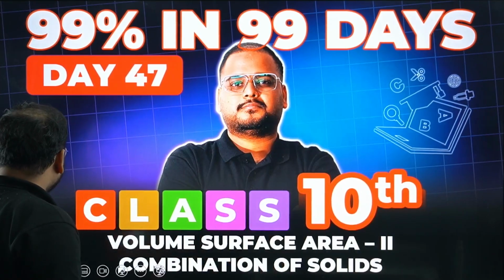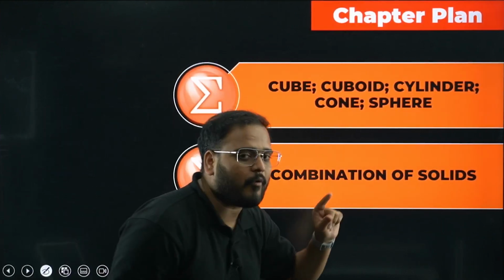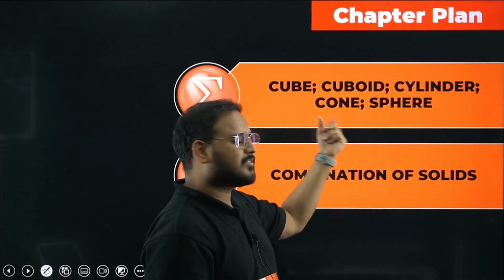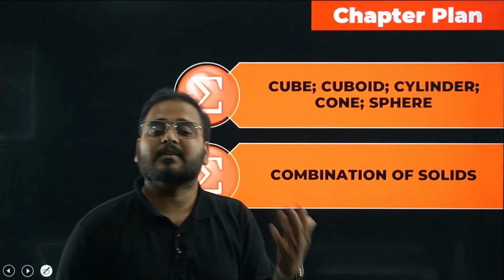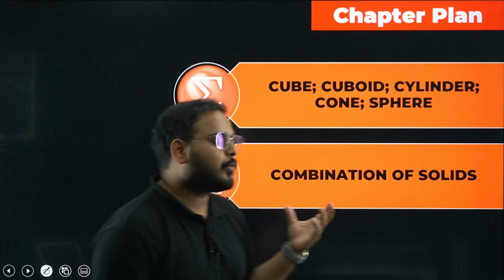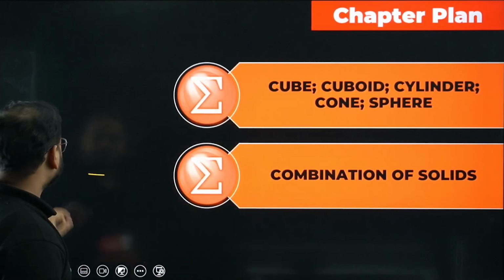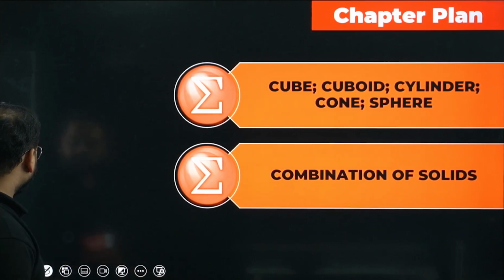Let's see the first thing coming up for us: the chapter plan. I talked about all of this in session number 1, which covered cuboid, cylinders, cone and spheres: how we can understand the figures and how we can remember the formulas. All these things were discussed in the previous session. Today we'll talk only about the combination of solids.